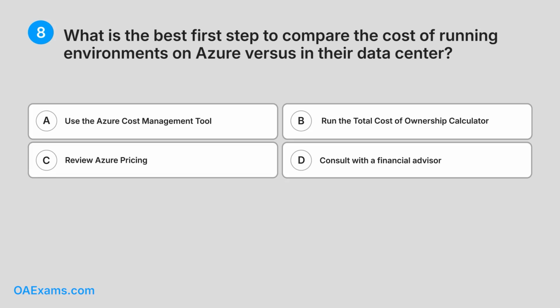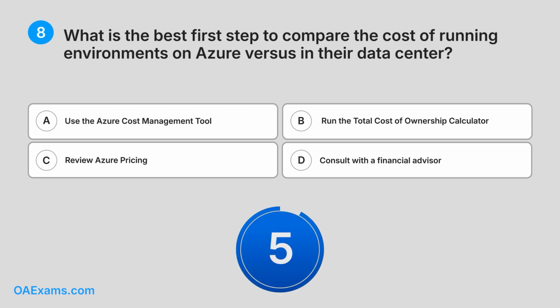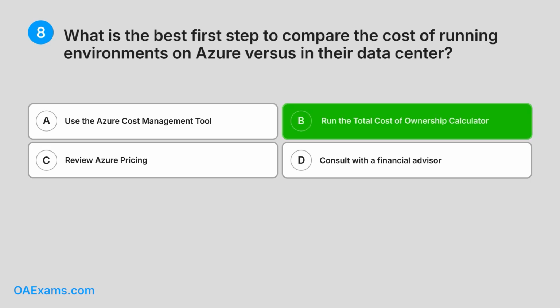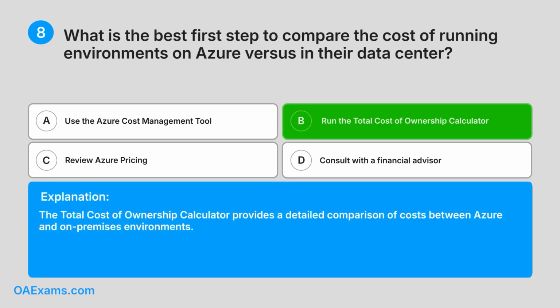8. What is the best first step to compare the cost of running environments on Azure versus in their data center? A. Use the Azure Cost Management tool. B. Run the Total Cost of Ownership calculator. C. Review Azure pricing. D. Consult with a financial advisor. What do you think is the answer? Correct answer. B. Explanation. The Total Cost of Ownership calculator provides a detailed comparison of costs between Azure and on-premises environments.